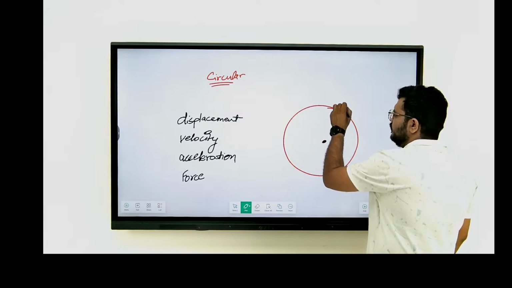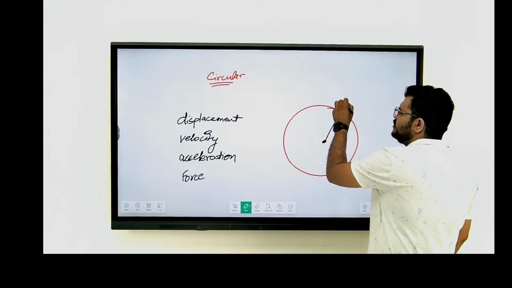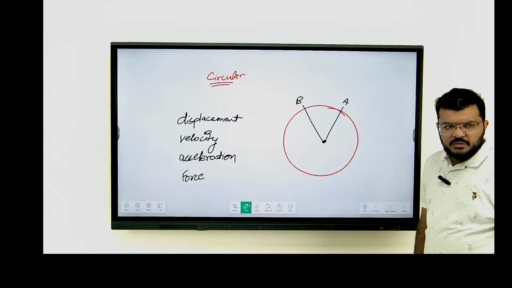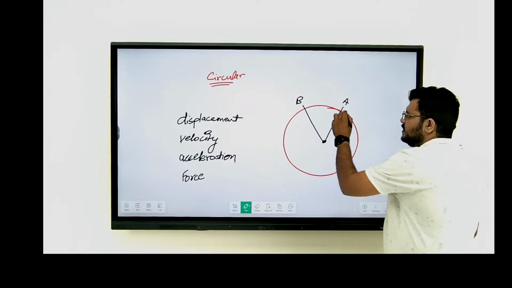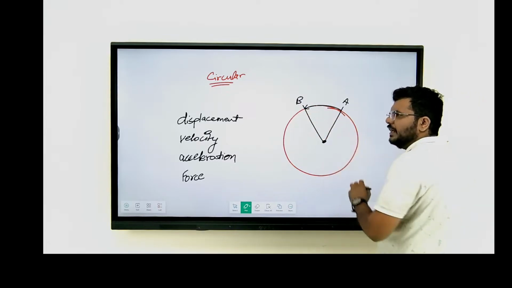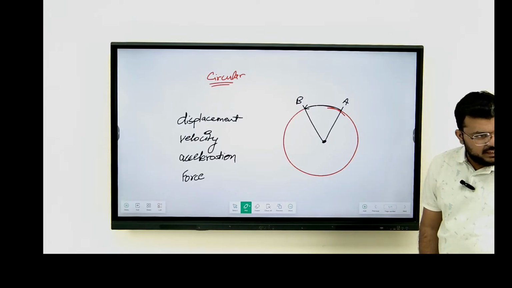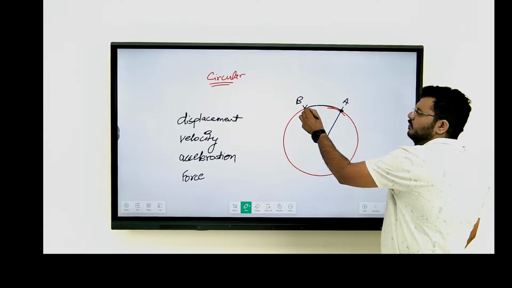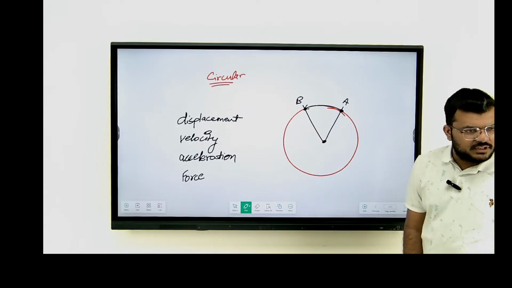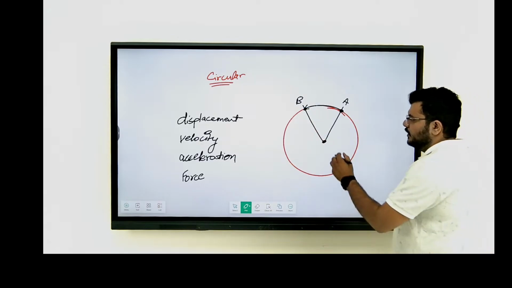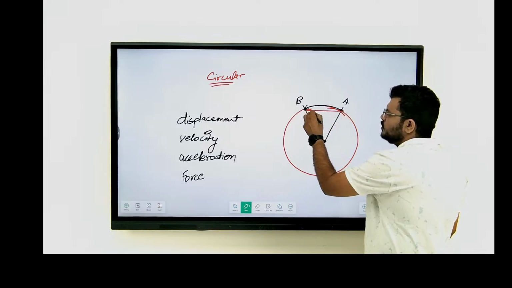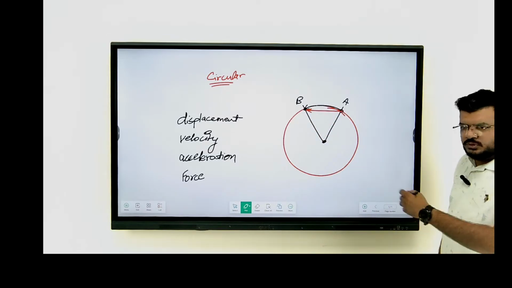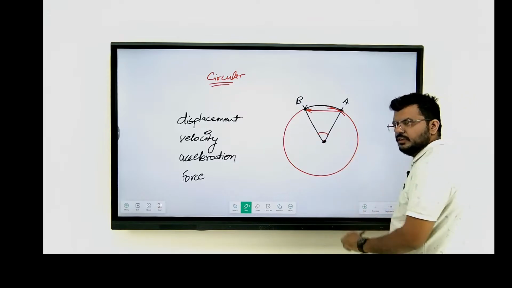So if you start from here, let's say this is your point A and you go to this point which is B, right? The distance traveled will be a part of the circle, right? If you are over here, the distance traveled will be an arc of the circle, है ना? But the displacement is going to be the shortest distance between point A and B. Because this is circular motion, there will be an angular displacement.